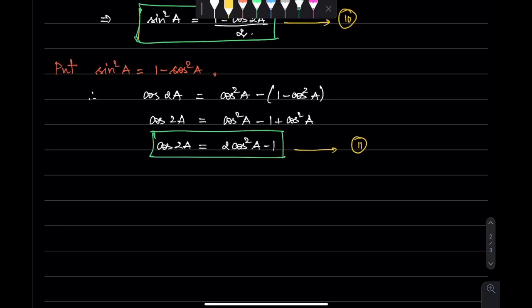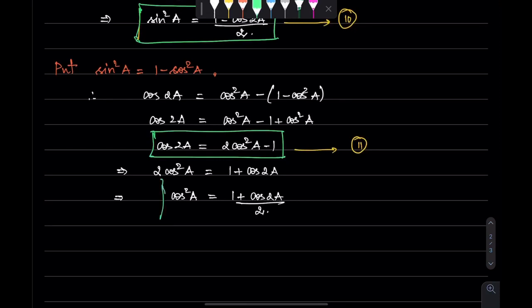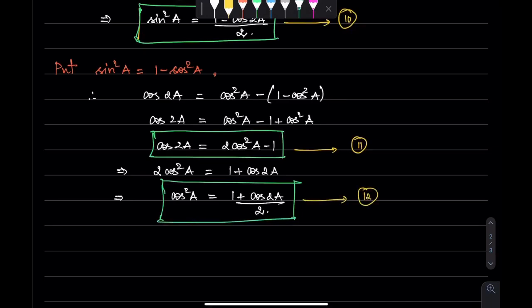So from this, see children, how do you get cos square A here? So what is your 2 cos square A from here? 2 cos square A will become 1 plus cos 2A. So from this I can say cos square A can be written as 1 plus cos 2A by 2. So this happens to be another result. I hope you guys are following, and this is my 12th result. So what I have done here is derived this.